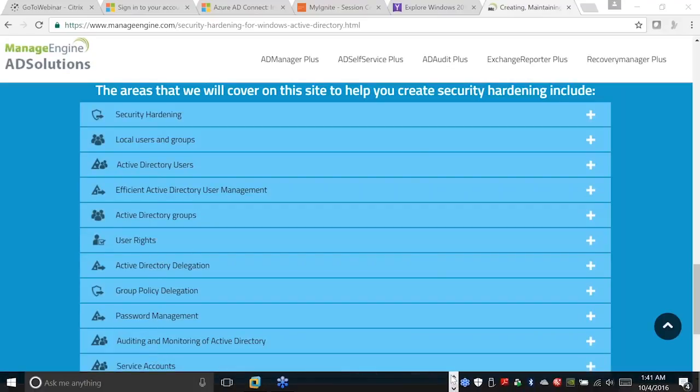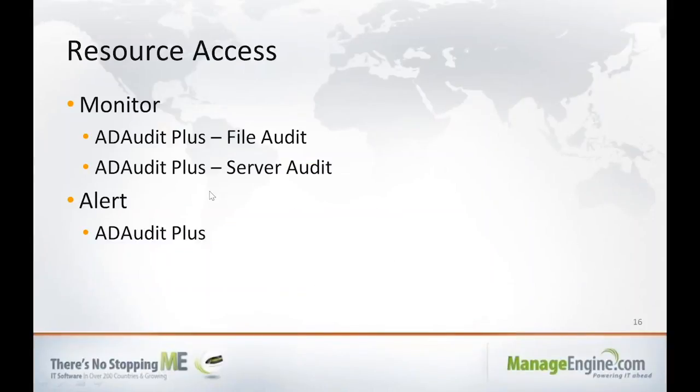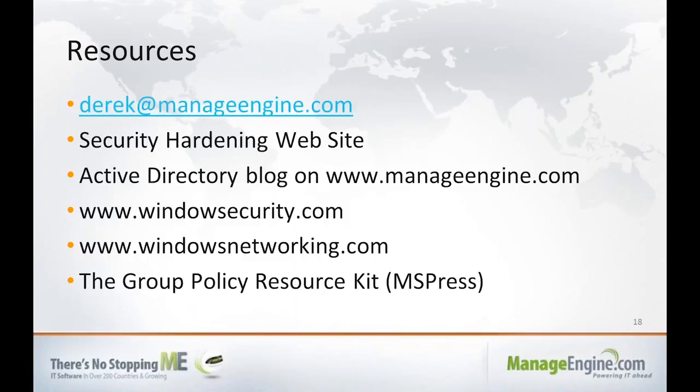So this is a way for you to actually see what's going on, but you have to follow the 5 steps. The 5 steps are part of the next generation security hardening, and you have to do it for all of your security areas. We gave you examples for passwords and password policies, authentication protocols, and resource access. But you also have to do it for groups, for service accounts, for privileged access. All of these areas are critical that you set up the correct security and then you monitor and alert. So hopefully this gave you insight.